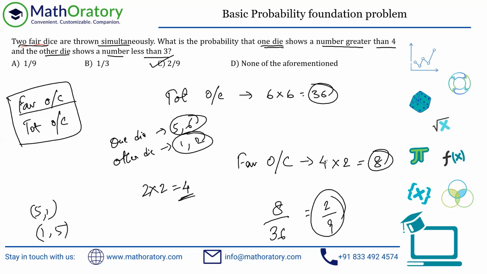Nothing too complicated, a very straightforward one. You can do it with the very basics; this is the first thing that you learn in probability, right? Favorable outcomes by total outcomes. So a very basic foundation question. So that's it for this problem. I hope everything was understood. Thank you for joining in.